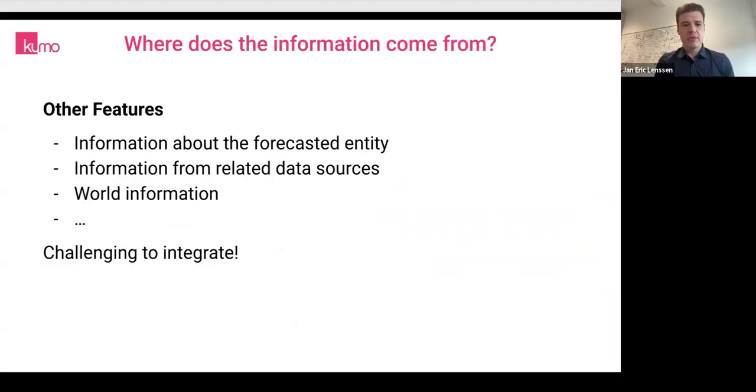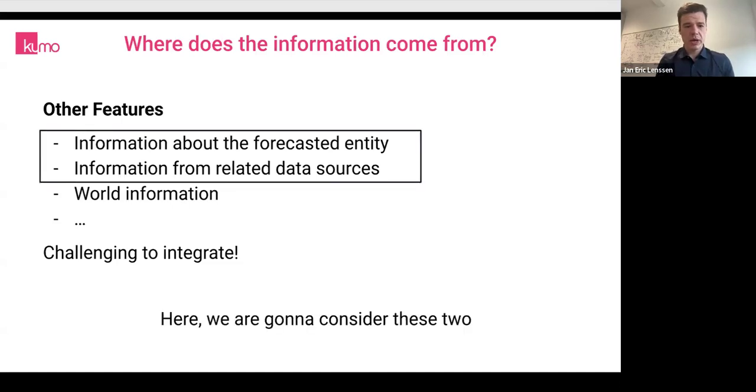But there are much more features that give you some information about the future. So for example, you could have some information about the forecasted entity. In our example, like information about the product. Then you could have information in related data sources of this product. So maybe you know which customers have bought this product, then these customers might also tell you some important information. And of course, there's like general world information, which is also relevant. So if there's a global crisis, then this also impacts your future time series. And all of these features are quite challenging to integrate into a system.